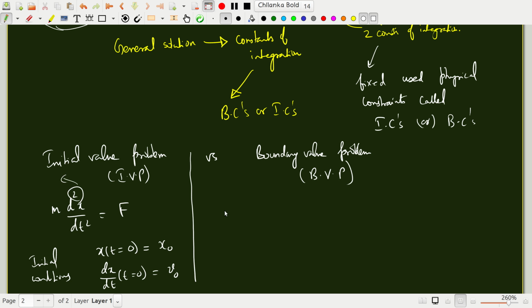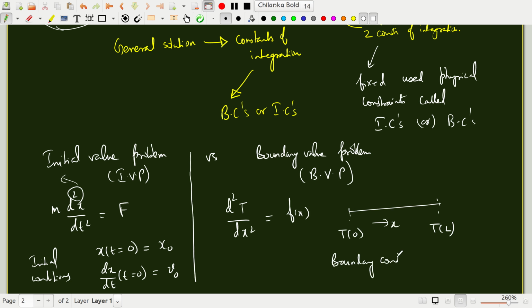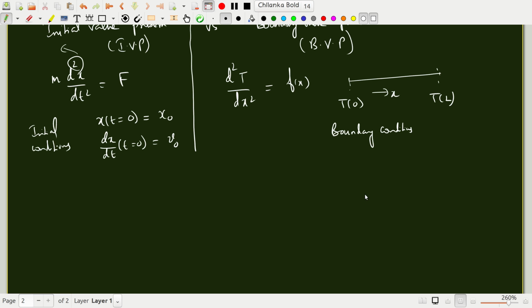Now in contrast, suppose I say that the temperature in a bar is given by some function of x. It's just 1D conduction, let's say this is x, so you have to specify the value of temperature at x equal to 0 and x equal to L, and these are called boundary conditions. The temperature or the value of its derivative at both the boundaries will be prescribed by the physical formulation of the problem.